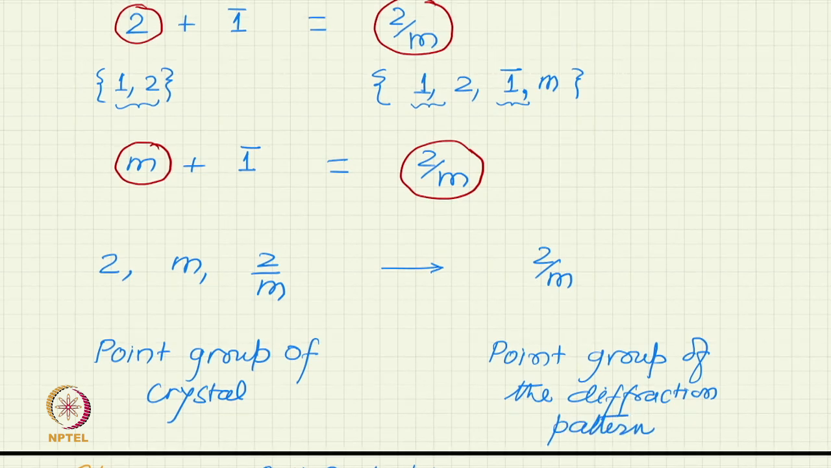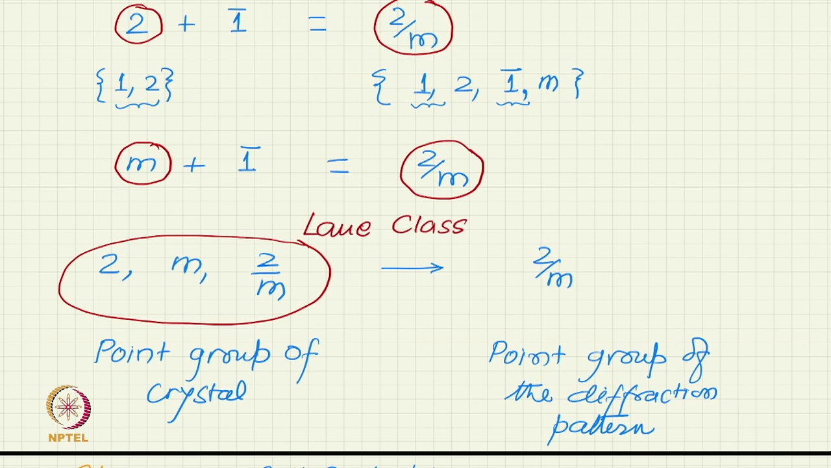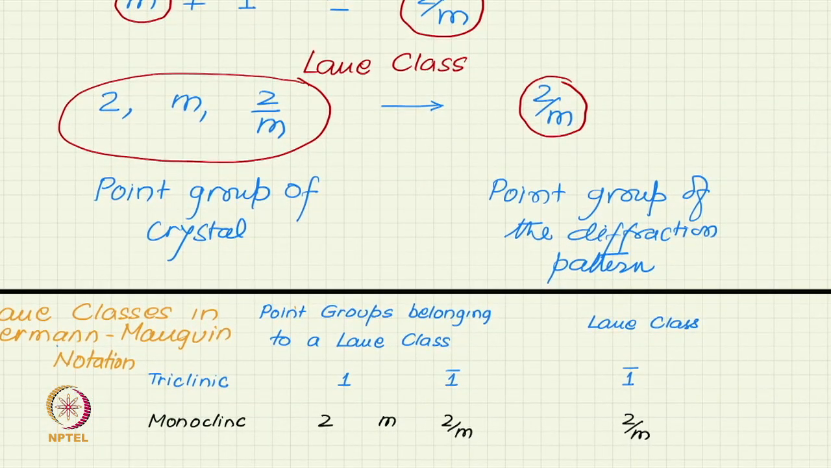So, this is the reason to consider all these 3 groups into one class called Laue class, named after the famous scientist Laue, who was the first one to show that crystals diffract X-rays, and thus started the field of X-ray crystallography. So, the 3 point groups belong to a Laue class, and the Laue class will be represented by the point group 2 by m.